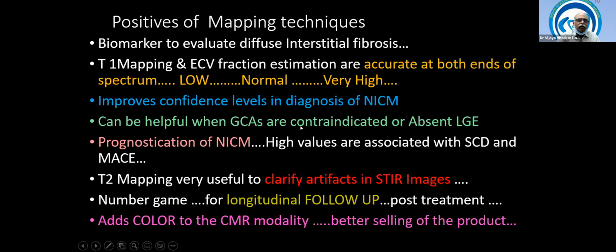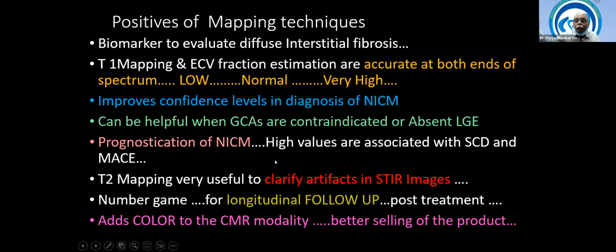Map values improve the confidence level in the diagnosis of non-ischemic cardiomyopathy. Like I told you in the first example, I can't give contrast, whereas my native T1 values and T2 map values are within normal range. That means this fellow doesn't have infiltration or inflammation. That is the confidence with which you can report. You can't give contrast in non-ischemic cardiomyopathy, in people with renal failure. DCAs, that's what I told you.